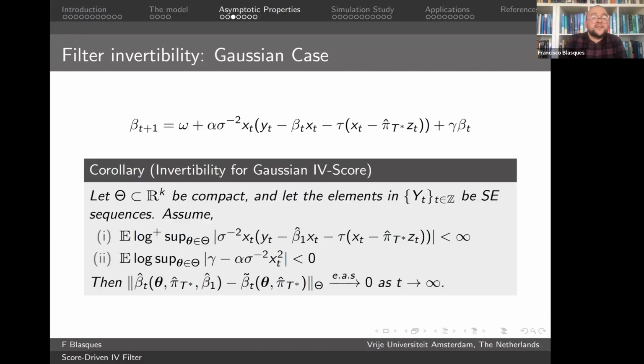And well, for our Gaussian case, these are essentially the contraction conditions that we're looking at. They impose some restrictions on the parameters. And if those restrictions are imposed, the filter is invertible, and then we feel at ease that everything is working well.